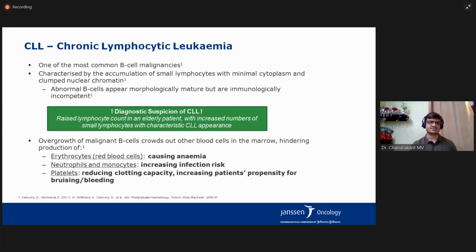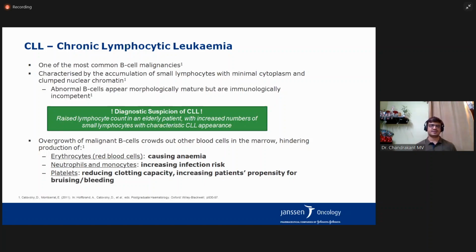So we know CLL is chronic lymphocytic leukemia. The moment it is chronic, it takes a long time for patients to become symptomatic. It is characterized by accumulation of small lymphocytes with minimal cytoplasm and a clumped nuclear chromatin. So the abnormal B cells appear morphologically mature but are immunologically incompetent. So raised lymphocyte counts in an elderly patient with an increased number of small lymphocytes with characteristic CLL appearance is when we think of CLL.